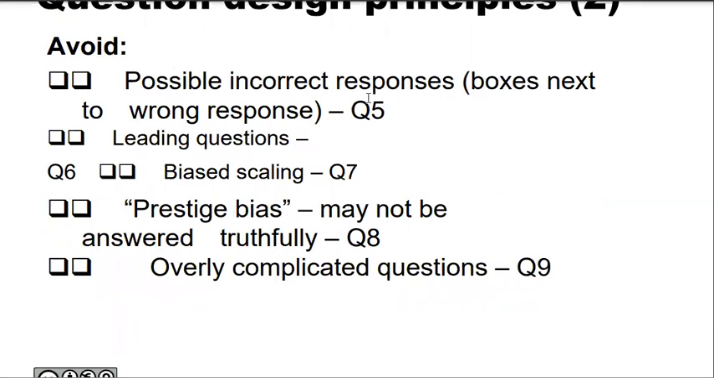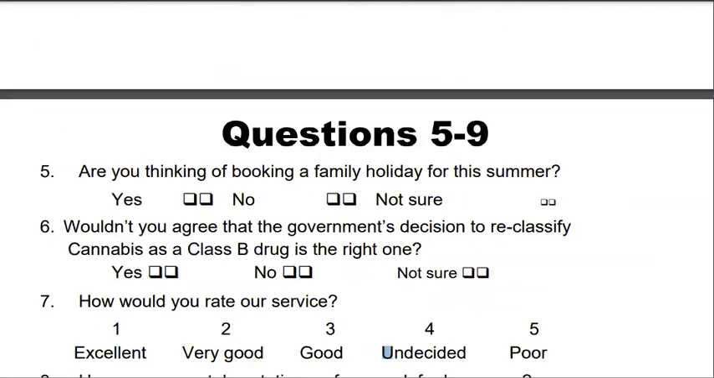So avoid possible incorrect response. You have boxes next to the wrong response. That's this first one, right? You see, if I'm taking yes, for instance, is it this one? If I'm taking no, is it this one? If I'm taking not sure, is this one? Or is this not sure for this? So you want to get them as close as possible. Don't make it complex for people to answer.